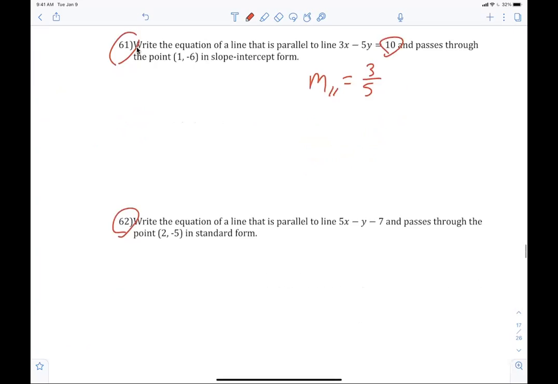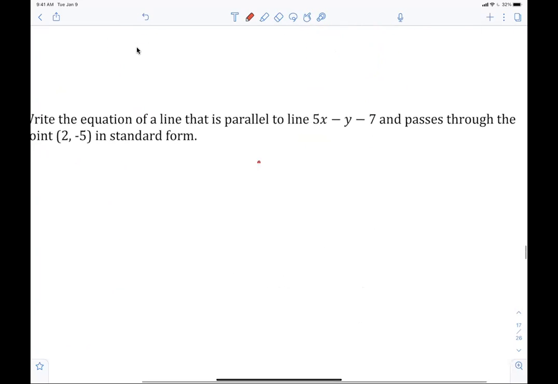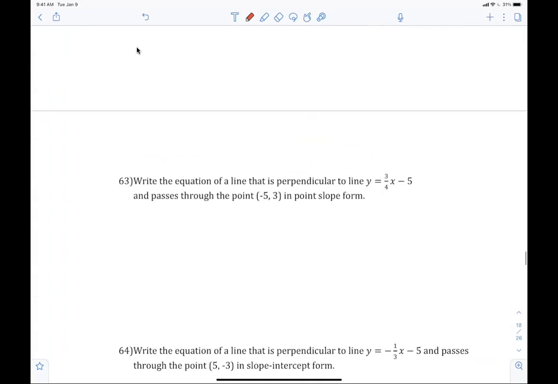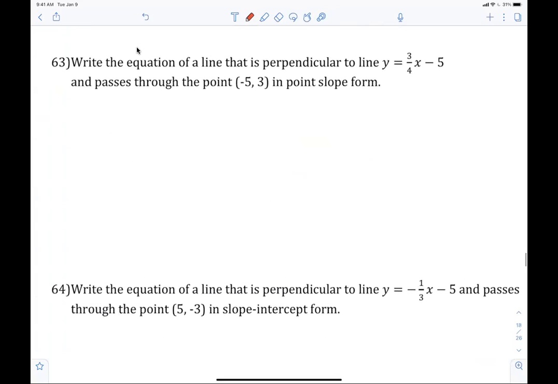All right, last one. Slope of this line is what? Slope of 62 is what, guys? -5. Harrison? 5. 5, thank you. Right, because the y is negative. I got to move it. All right, anybody have any issues? All right. So let's look up here, 63.